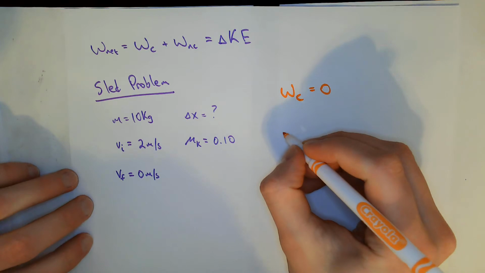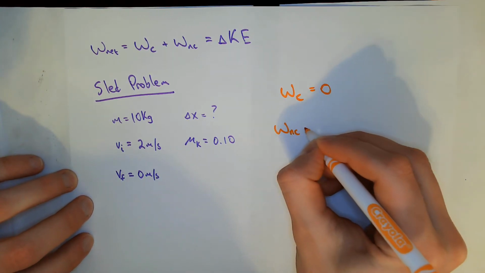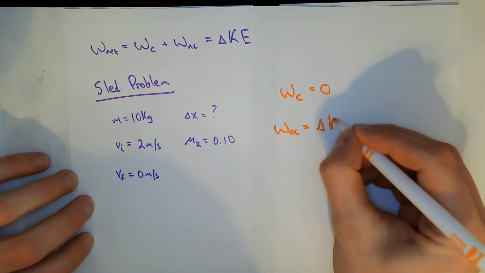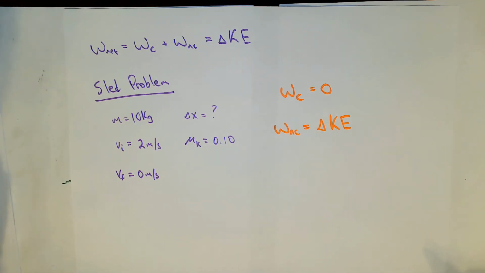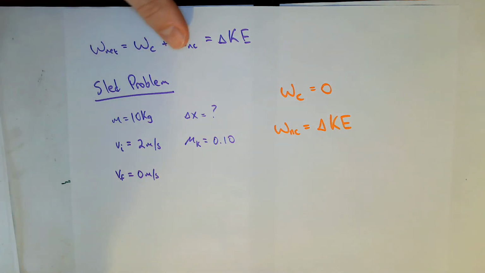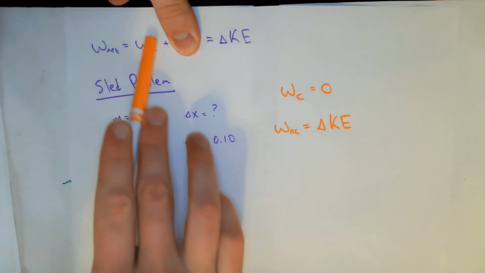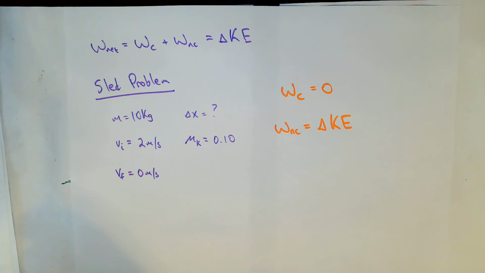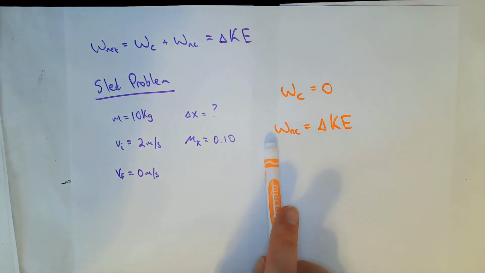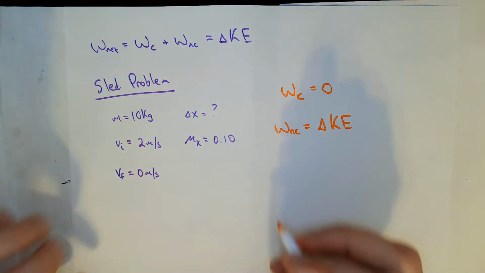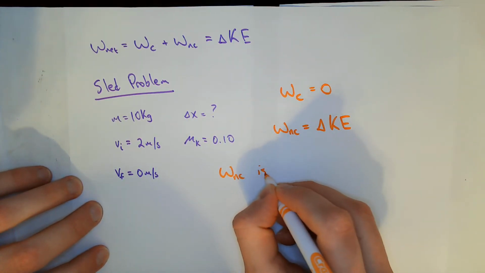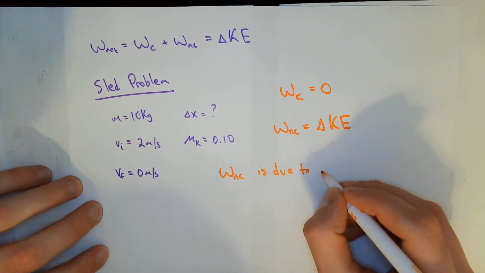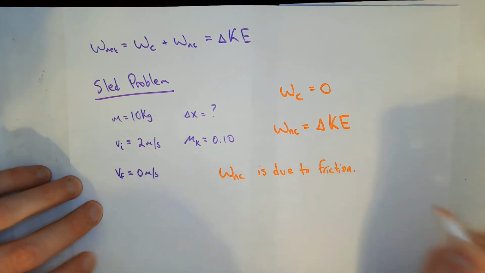So that means my work done by non-conservative forces alone should be equal to delta KE, the change in kinetic energy. This is like the exact opposite of the problem I just did, where it was the opposite case, right? It was just my conservative forces equal to delta KE. Now it's flipped. So we have to think about, what is this work? Well, it's due to friction. So this W_NC is due to friction. It's a non-conservative force, but that's okay because we know about friction.